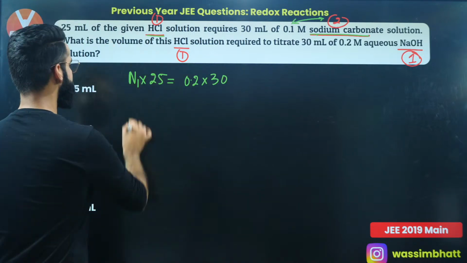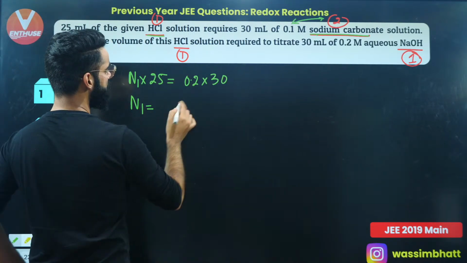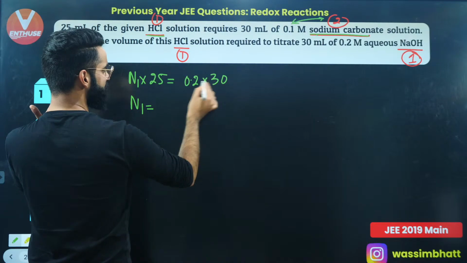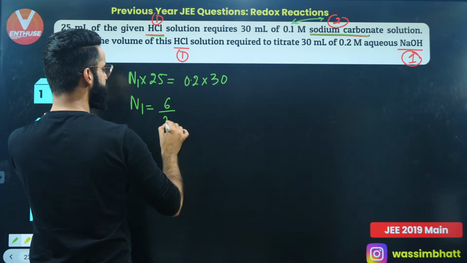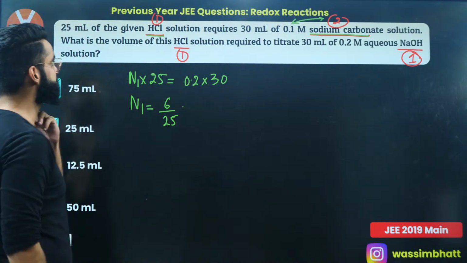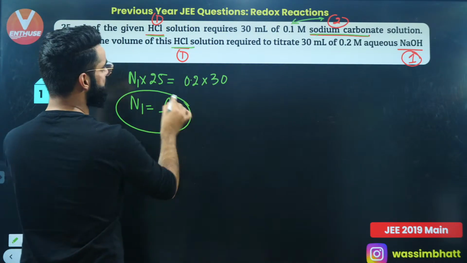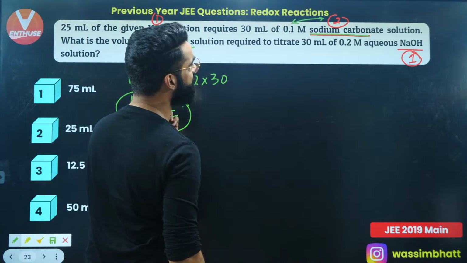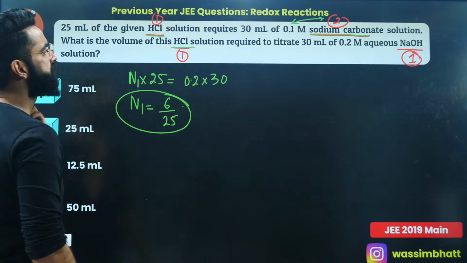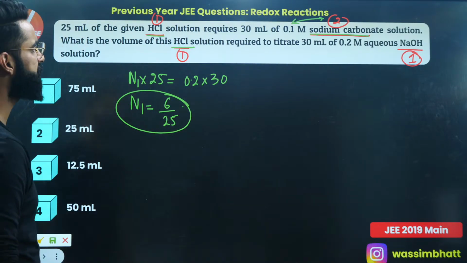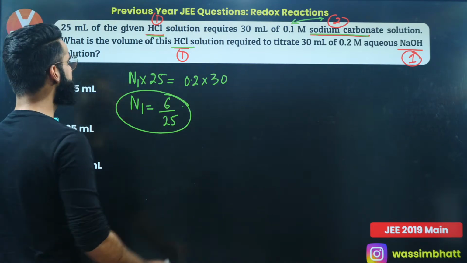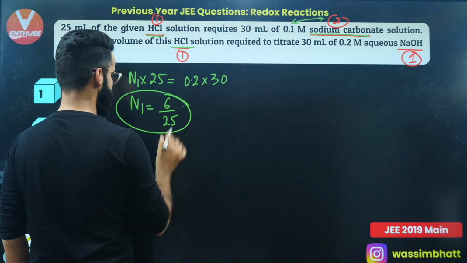So from here, you get the normality of HCl solution, which comes out to be 6 divided by 25. This is the normality of HCl solution. The volume of this HCl solution required to titrate 30 ml of 0.2 molar aqueous NaOH solution. So I need to calculate the volume of this HCl solution, right?